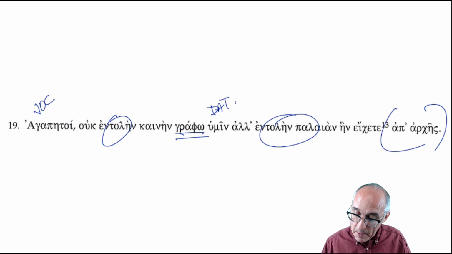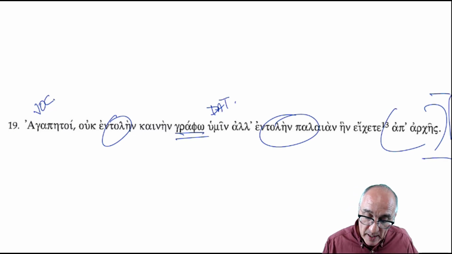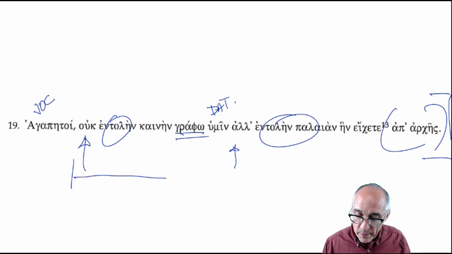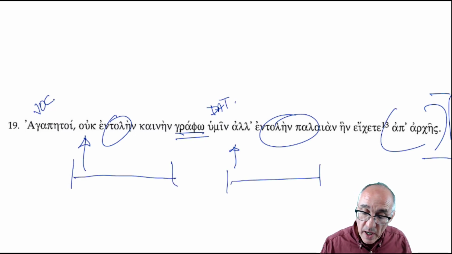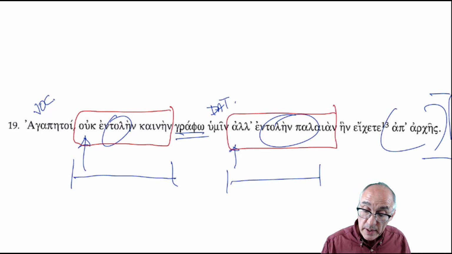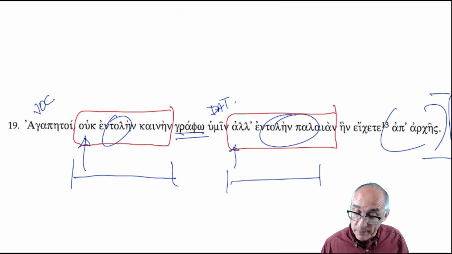Echete. Not, the but goes with the ouk. Not a new commandment, but an old commandment. How do I know this? Just a parallelism. Look at here. I'll change the color. Ouk entolen kainen graphein, alla entolen palaian. See, so it's not a new one, but an old one, which you have had from the beginning.